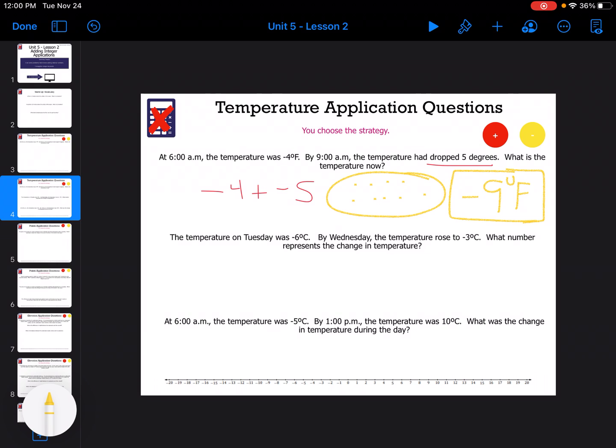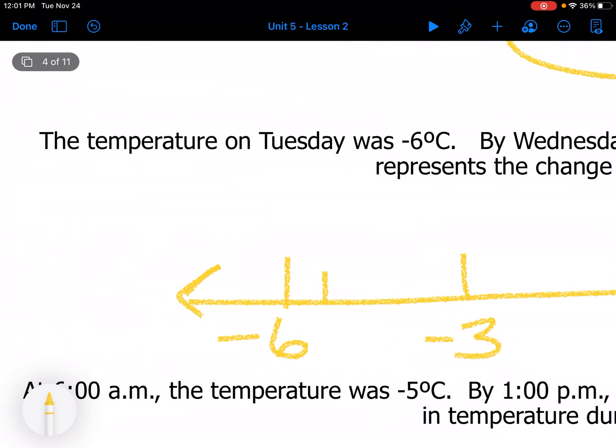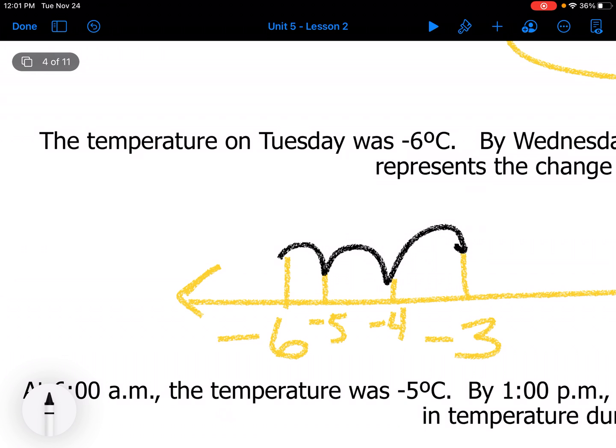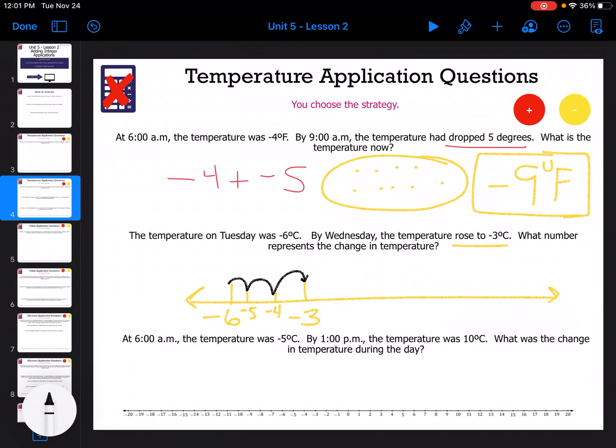Okay, the temperature was negative 6 on Tuesday, and then it rose to negative 3. What number would represent the change? I'm actually going to do a number line here. I'm going to start at negative 6 and I'm ending at negative 3. I'm going to fill in these missing values just to make it easier for myself. So I'm going to count 1, 2, 3. What was the change? 3 degrees Fahrenheit.